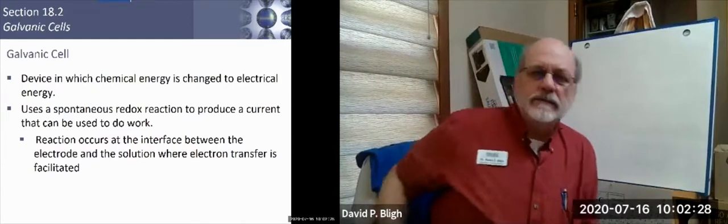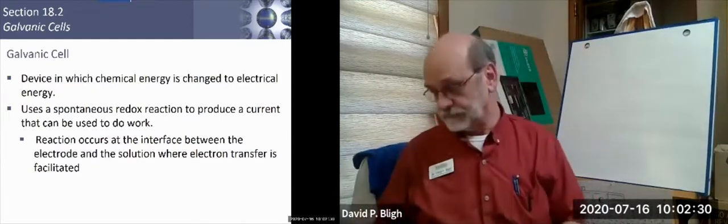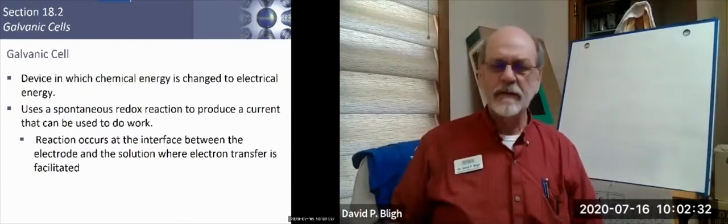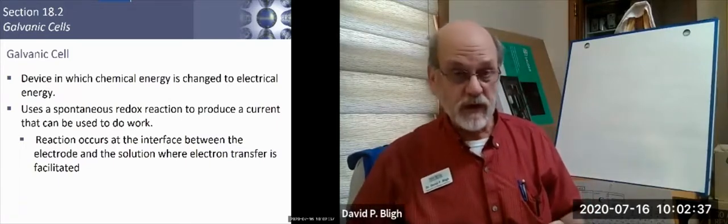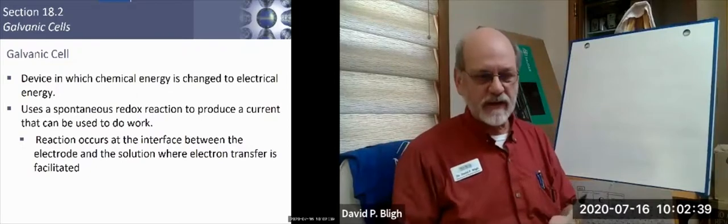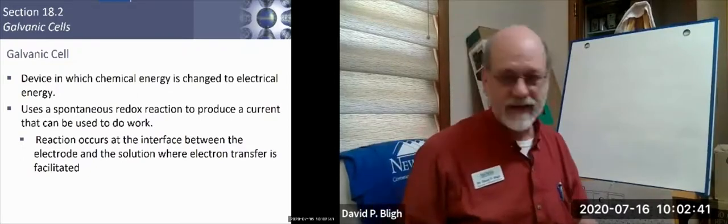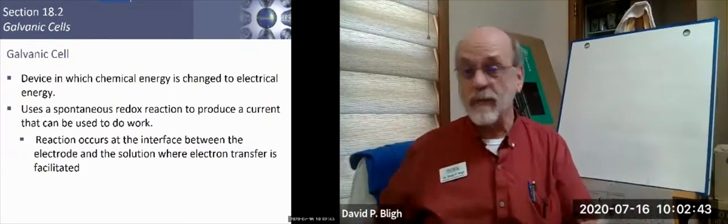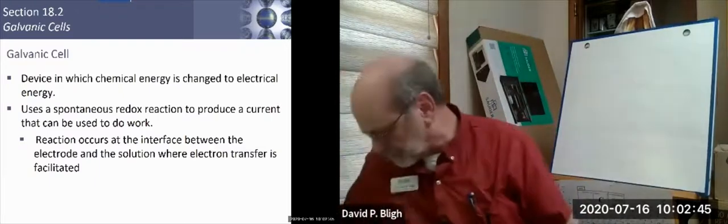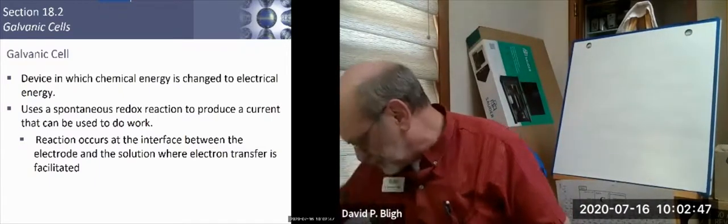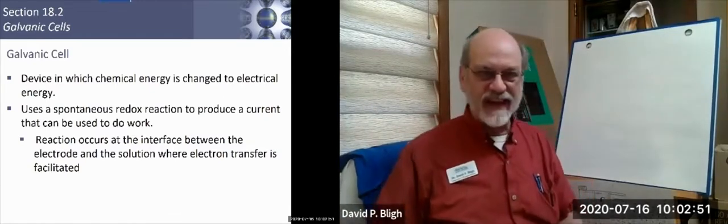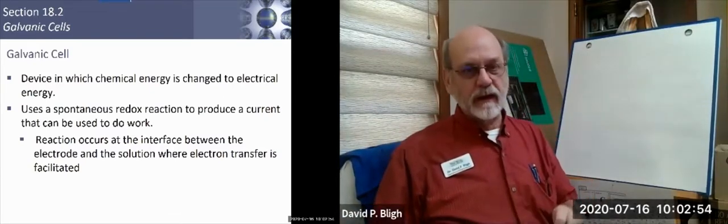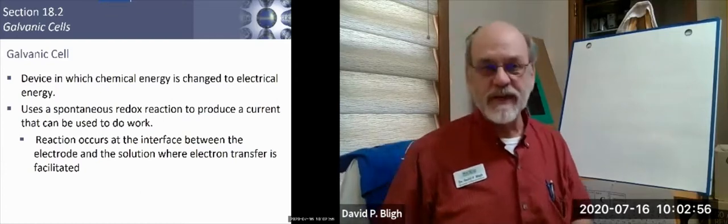All right. A galvanic cell. I called it an electrochemical cell earlier. Galvanic cell is a synonym for that. In fact, galvanic is historically proper. It's named after an Italian guy by the name of Galvani. You know he's Italian because his name ends in a vowel.